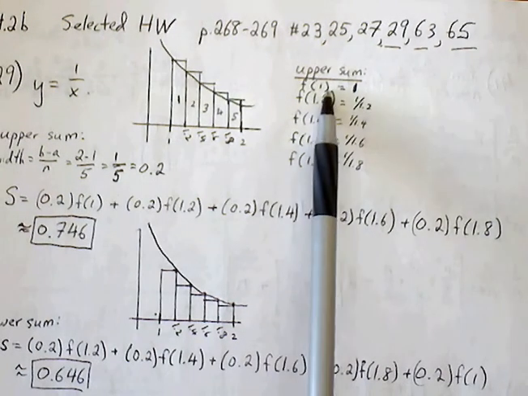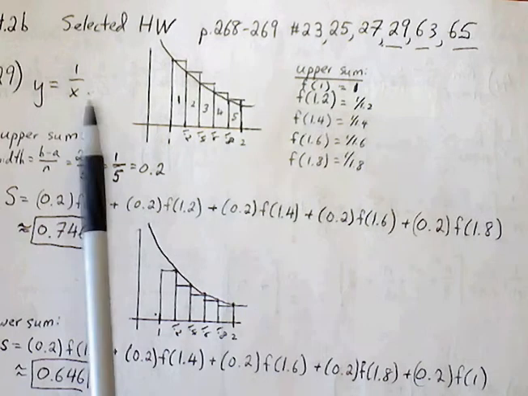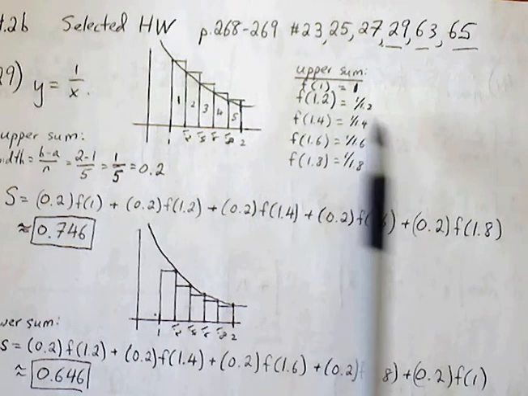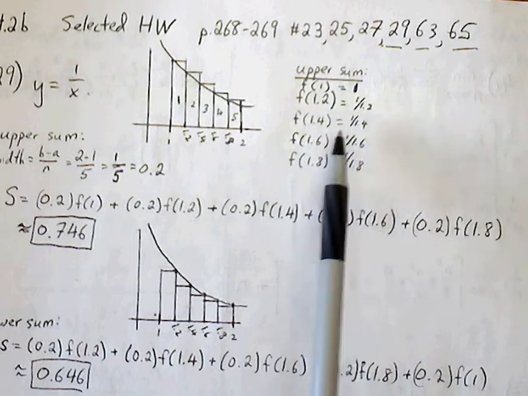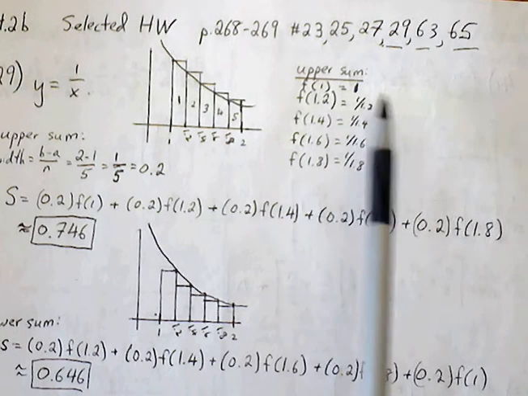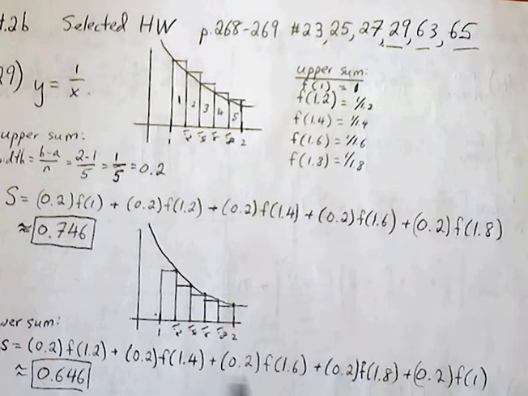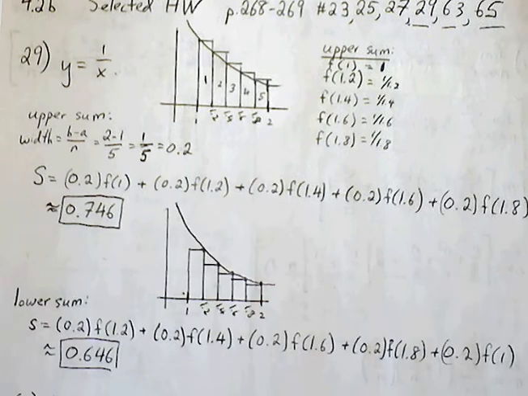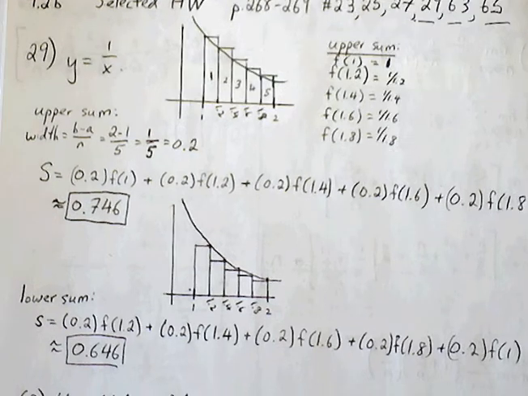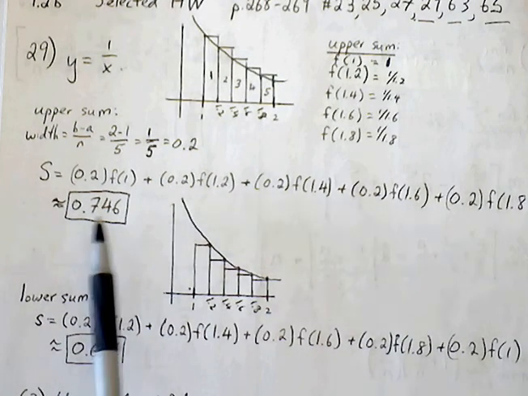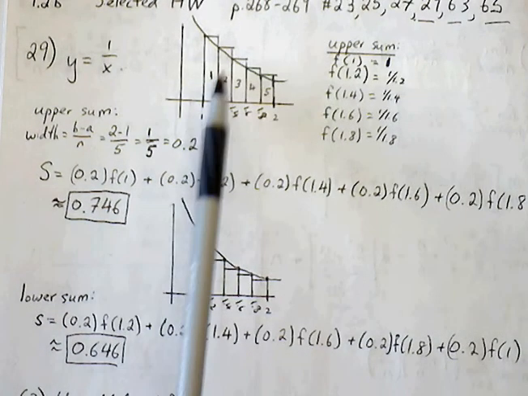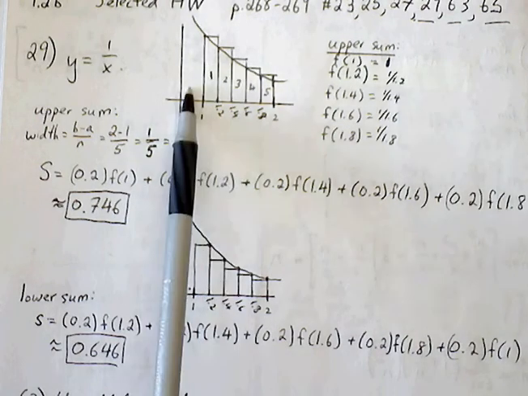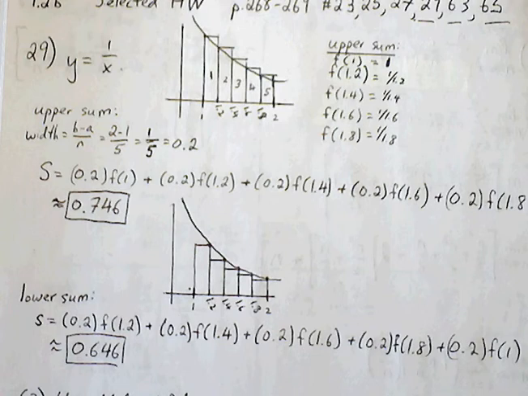So f of 1 is simply 1 over 1. F of 1.2 is simply 1 over 1.2. And 1 over 1.4, so on and so forth. All these values I can plug in the calculator and add them all up, and I'm going to get an upper sum of 0.746. So this is going to be an over approximation of the actual area between the curve, the x-axis, and my left and right endpoints.